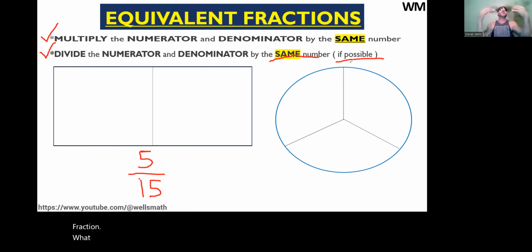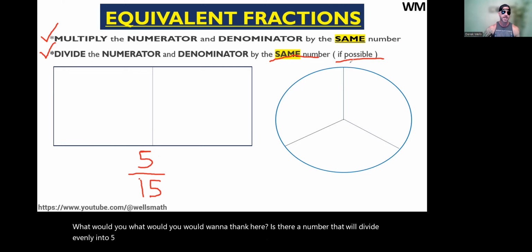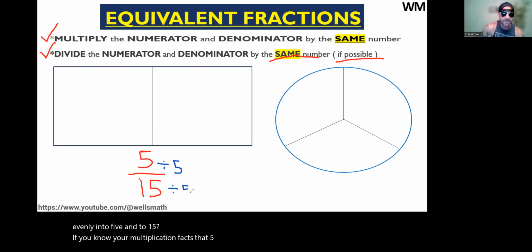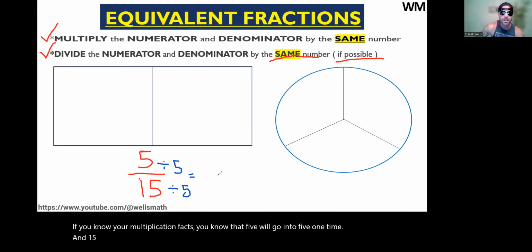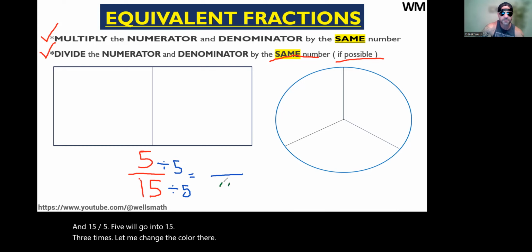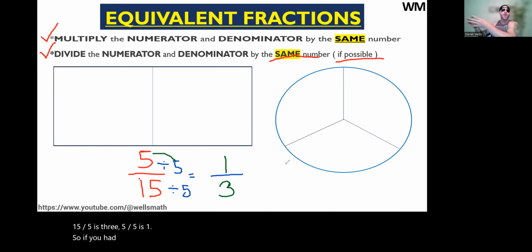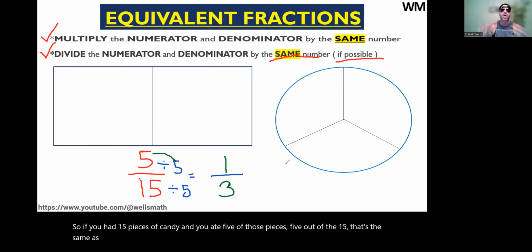Well, what you would want to think here is, is there a number that will divide evenly into 5 and into 15? Well, if you know your multiplication facts, you know that 5 will go into 5 one time, and 5 will go into 15 3 times. 15 divided by 5 is 3. 5 divided by 5 is 1. So if you had 15 pieces of candy and you ate 5 of those pieces, 5 out of the 15, that's the same as eating 1/3 of the candy.